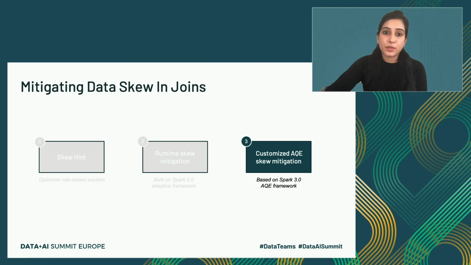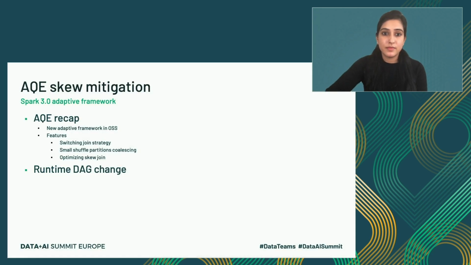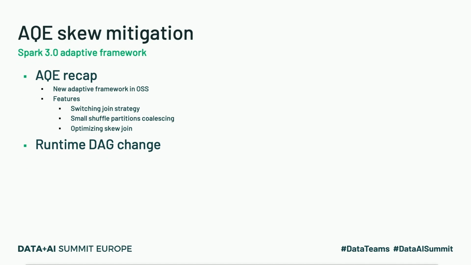In the third approach, we build and adopt on top of the existing skew mitigation solution in AQE, which is the new adaptive framework in Spark 3.0 that was introduced this year. A little recap on what AQE is. AQE is the new adaptive framework in open source Spark 3.0, which also includes a skew mitigation solution as part of it, along with other features. It also allows for runtime DAG changes, which was a game changer for us.